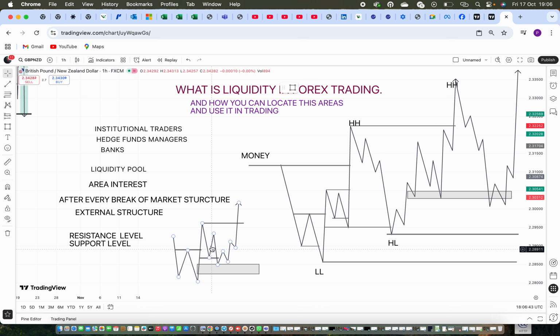But price will not do what? Come back, take out this low, use it as liquidity, because that's the liquidity pool. They know that a lot of orders are sitting here, a lot of traders have entered the market, but it's not discount or premium enough for them to fill in their order, which is the hedge funds, the banks, and the institutional traders that have this large capital that can move the market. So they will come, stop out all the people here, taking their orders, fill in their order properly to create another higher high. That means to drive price to the upside.